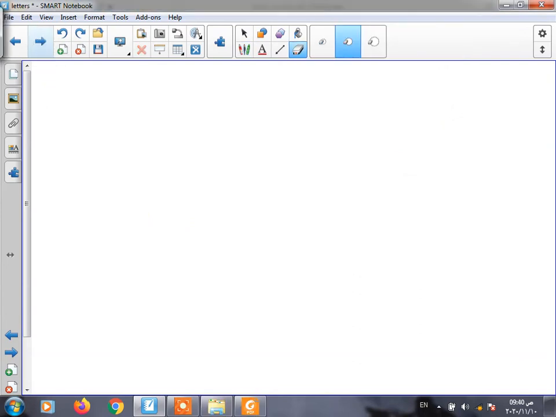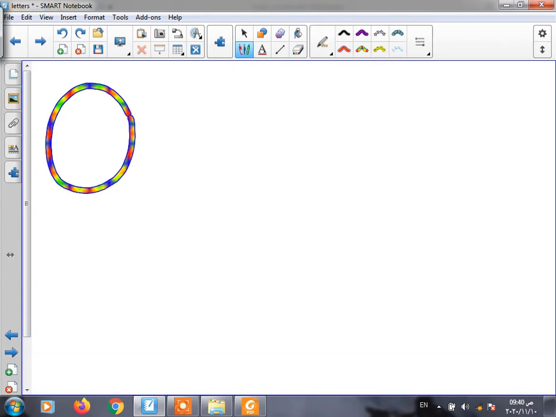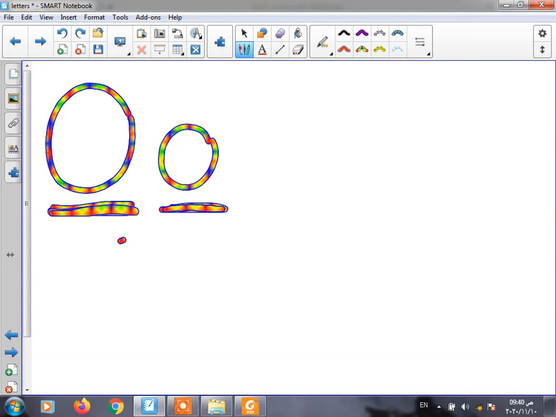Okay, KG2. So, what is the letter? Yes, letter O. And what is the sound? O. Letter O, sound O. KG2, we talked about one word for letter O. Who can remember? Yes, ox. How can I write the word ox? O-X. Ox.